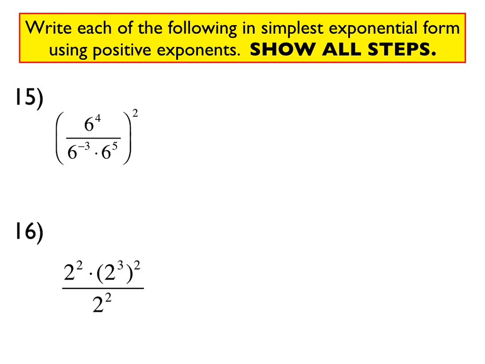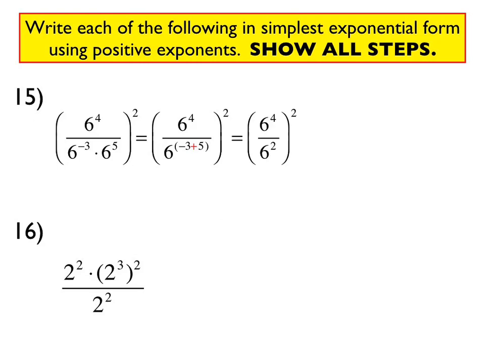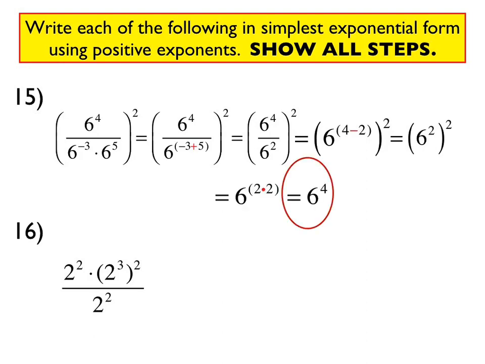Number 15, we should simplify within the parentheses first before we deal with that outside exponent. We don't have to do that, but we really should always follow the order of operations. Within the parentheses, you should deal with that 6 to the negative 3 times 6 to the 5th, so we would add those exponents. So within the parentheses, so far that simplifies to 6 to the 4th over 6 to the 2nd, and then 6 to the 4th over 6 to the 2nd is 6 to the 2nd. So now we end up with 6 to the 2nd to the 2nd, which is, of course, 6 to the 4th. Just following the order of operations.